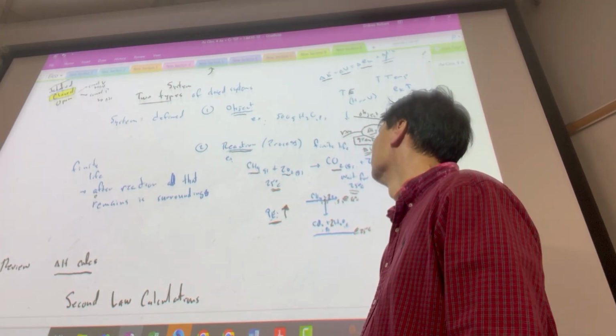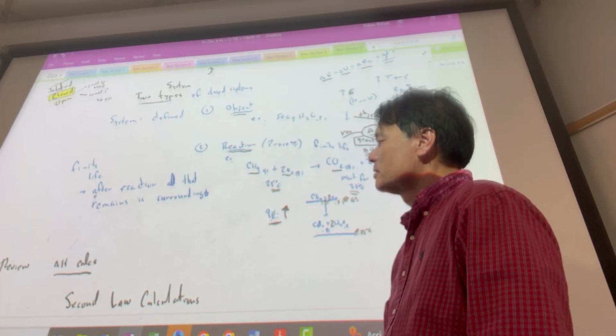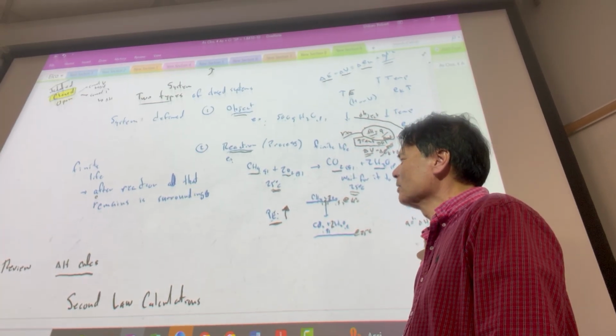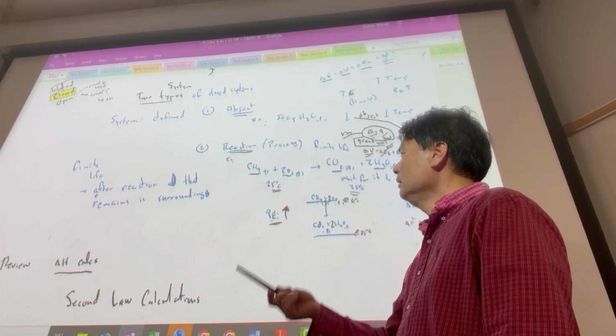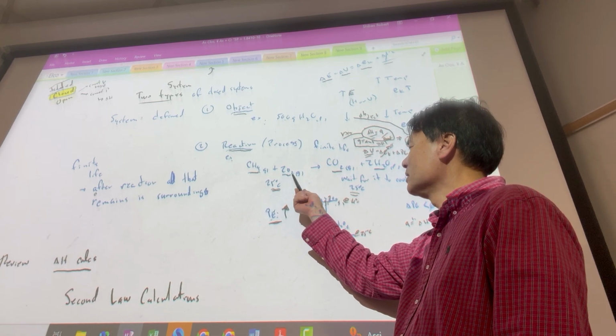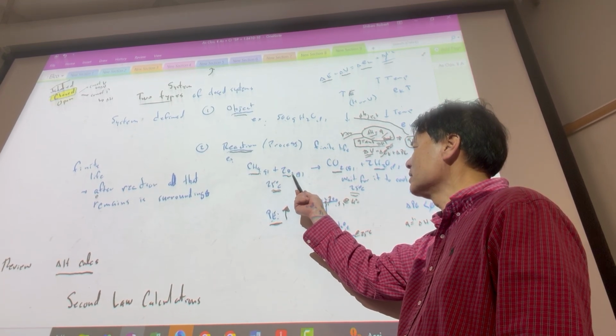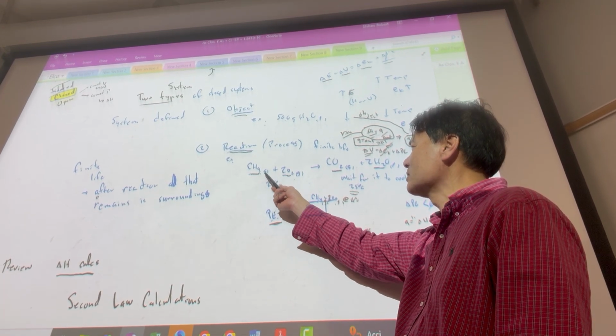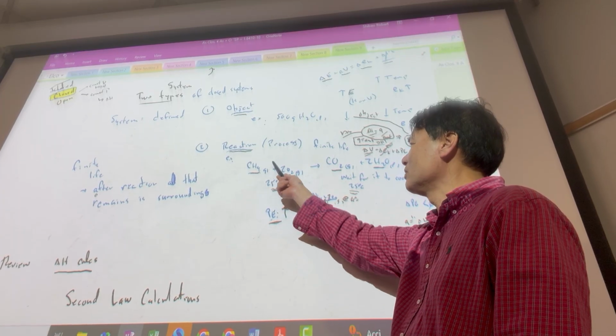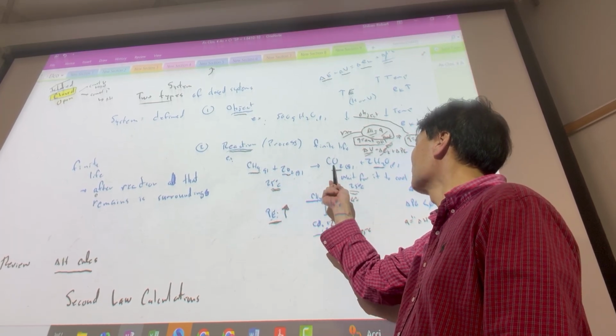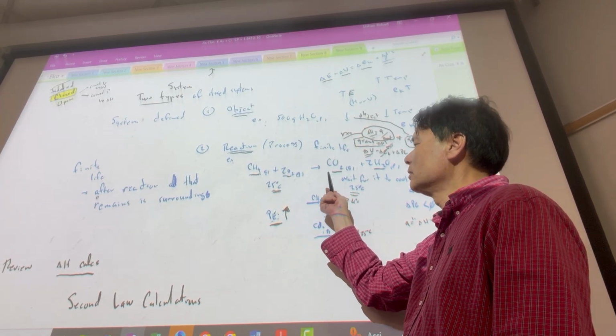So it makes a difference in this particular case. Somebody mentioned delta N of gas. Delta N of gas is important because when we look at this, I have 1, 2, 3 moles of gas on the reactant side. Over on the product side, I only have 1 mole of gas.